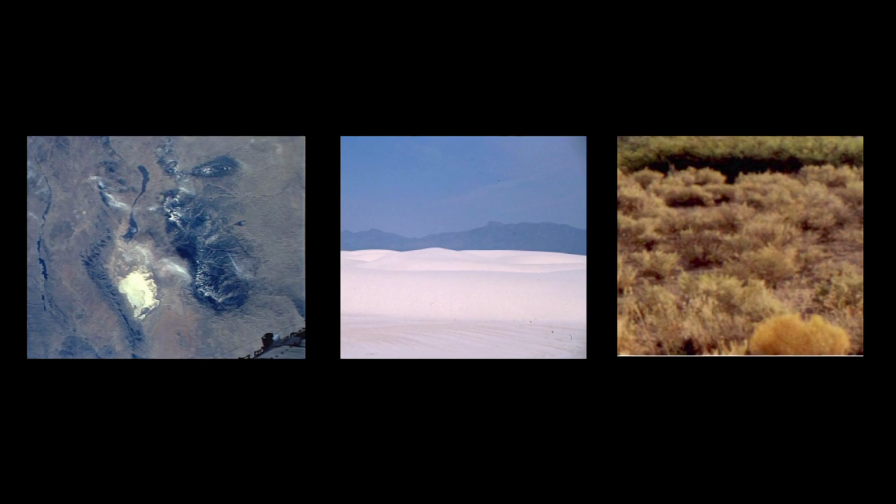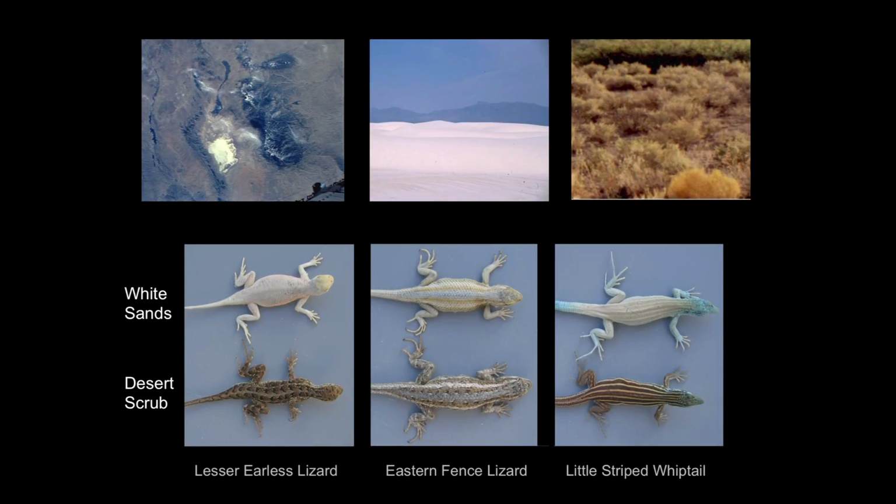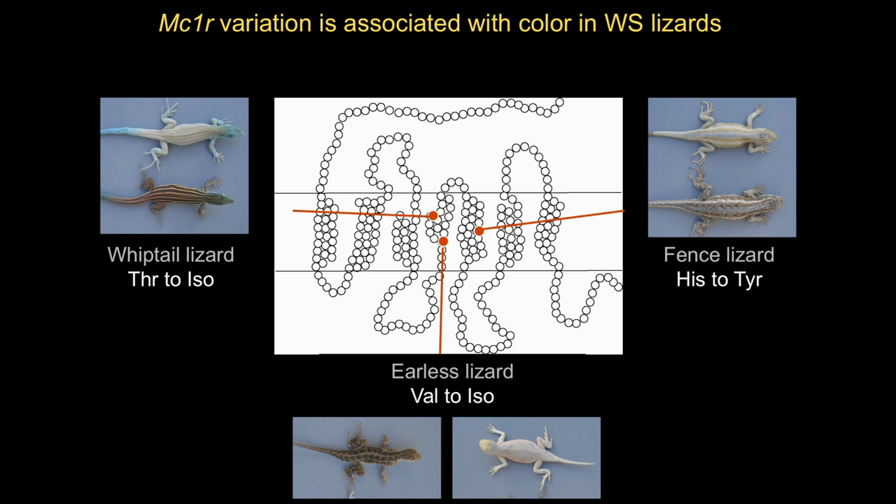And that's what the White Sands look like. So it's like walking on the moon. And that's what the surrounding habitat looks like. And in these areas, you have lizards that are pale on the sand dunes, and this is the regular phenotype for this particular species of lesser earless lizard. What's neat is it's not just this species, but the eastern fence lizard and the little striped whiptail as well. So all of them have converged. And we found mutations in MC1R, different mutations, but each one of these comparisons has a difference that segregates perfectly, or nearly perfectly, with color.